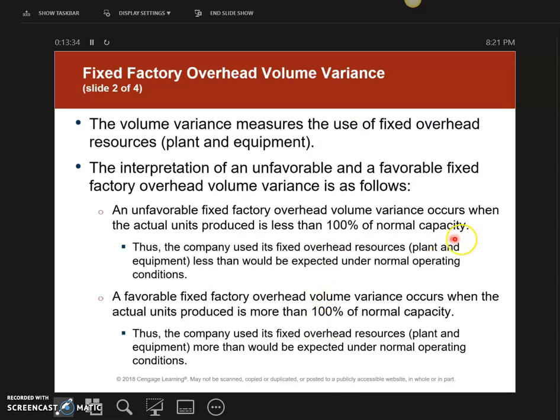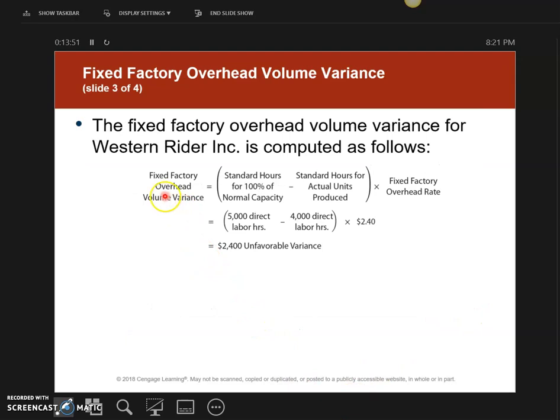As you can see on this slide, unfavorable happens when my actual units produced is less than 100% normal capacity. Favorable is when I produce more than 100% capacity. So let's take a look at the slide here. Here's my formula for fixed factory overhead.